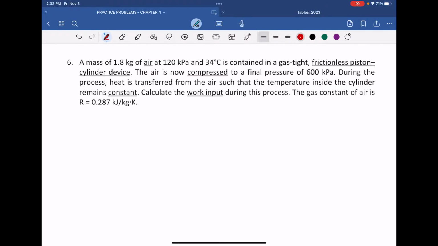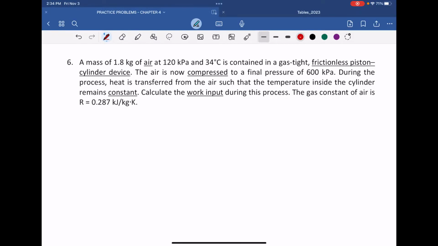A mass of 1.8 kilogram of air at 120 kilopascal and 34 degrees Celsius is contained in a gas-tight frictionless piston cylinder device. The air is compressed to a pressure of 600, and during this, heat is transferred to the air such that the temperature stays the same. Calculate the work input during this process.